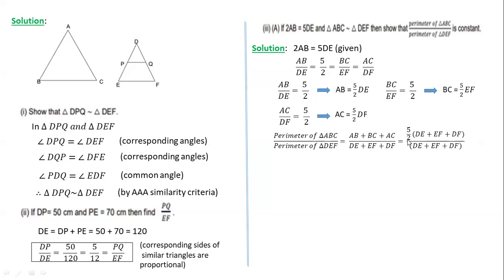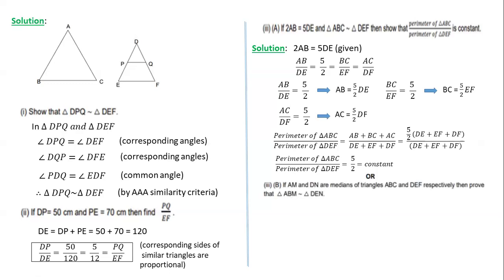Let's take out common factor 5 by 2 and write DE, EF and DF. Now if you see these two brackets are same, they cancel and you will get perimeter of triangle ABC upon triangle DEF is 5 by 2, which is a constant number. Clear? Now, the other bit of this, AM and DN are medians of triangle ABC and DEF. That means AM is the median of triangle ABC, DN is the median of triangle DEF.